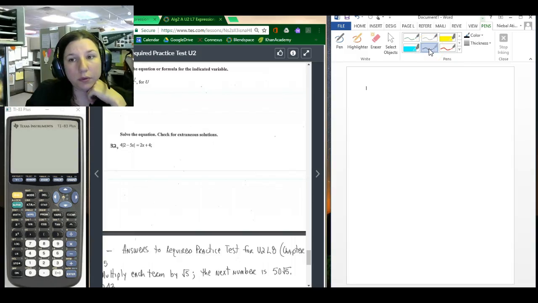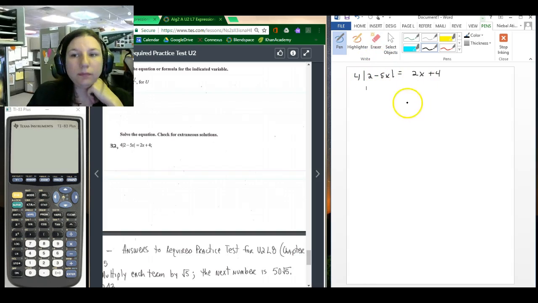Number 32. Solve the equation and check for extraneous solutions. So we need to solve and then also check our answer. So we have 4 times the absolute value of 2 minus 5x equals 2x plus 4. So first thing I'm going to do, we need to get that x by itself.